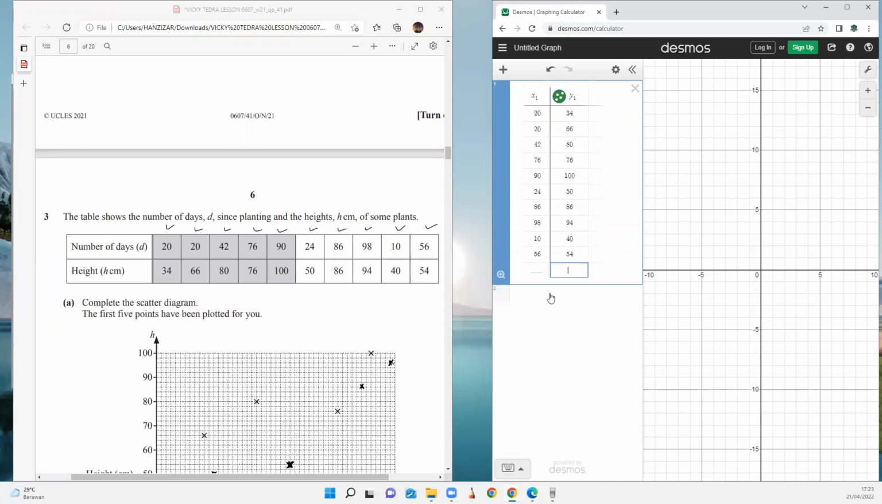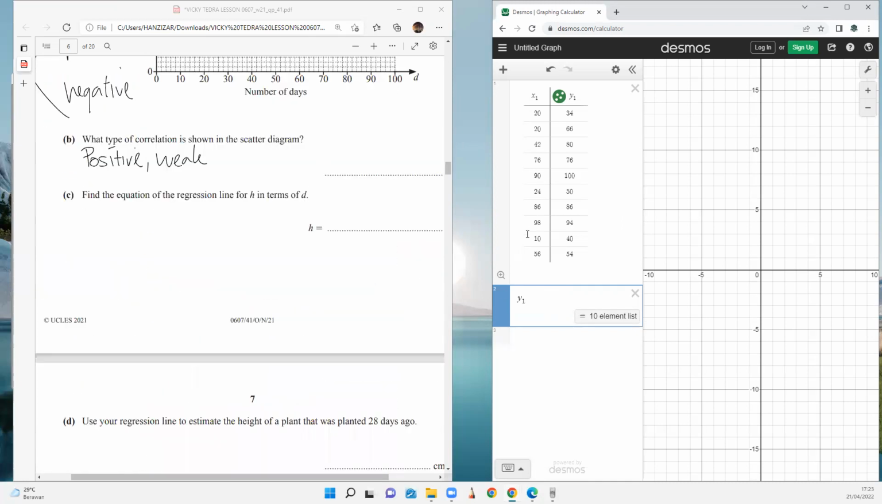What next? We click this, and you do the regression. Why y1? What you are finding is h in terms of d, so find y in terms of x. 10 element list, yes, that's right. This is 10 elements. Use this, the squiggle equal equation, not this. Be careful, not this. Okay, use this, and then m, the gradient, x1 plus c, and we get all we need.